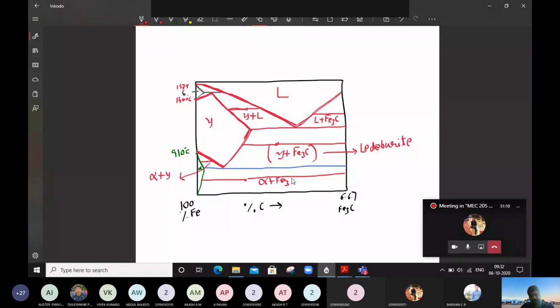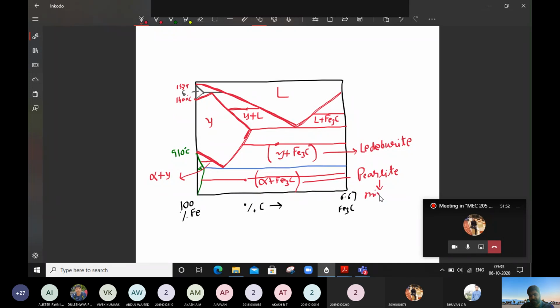Alpha plus Fe3C. There is a name for this mixture and this is known as perlite. Remember this name because we are going to hear this name very often in this iron phase diagram. So this is nothing but perlite. This alpha plus Fe3C is known as perlite. This is a mixture of two phases.